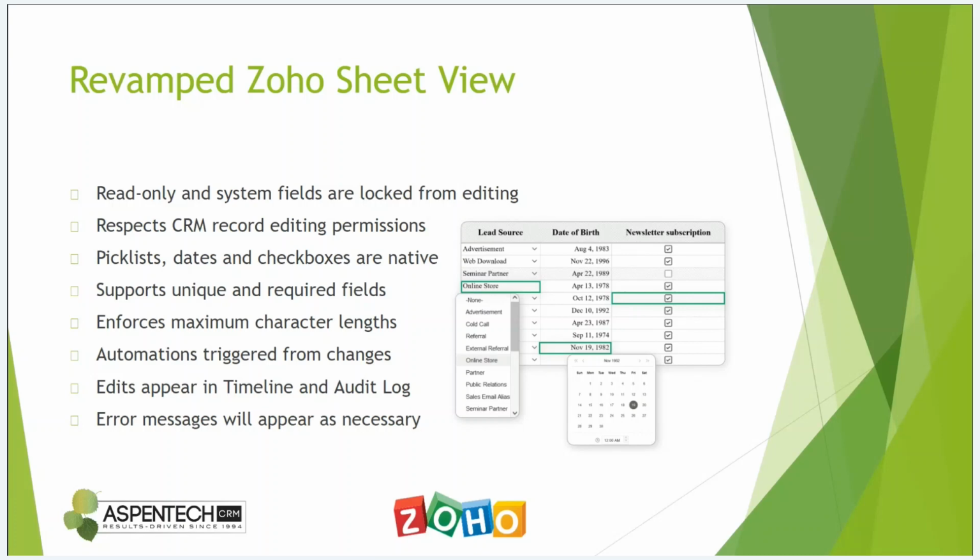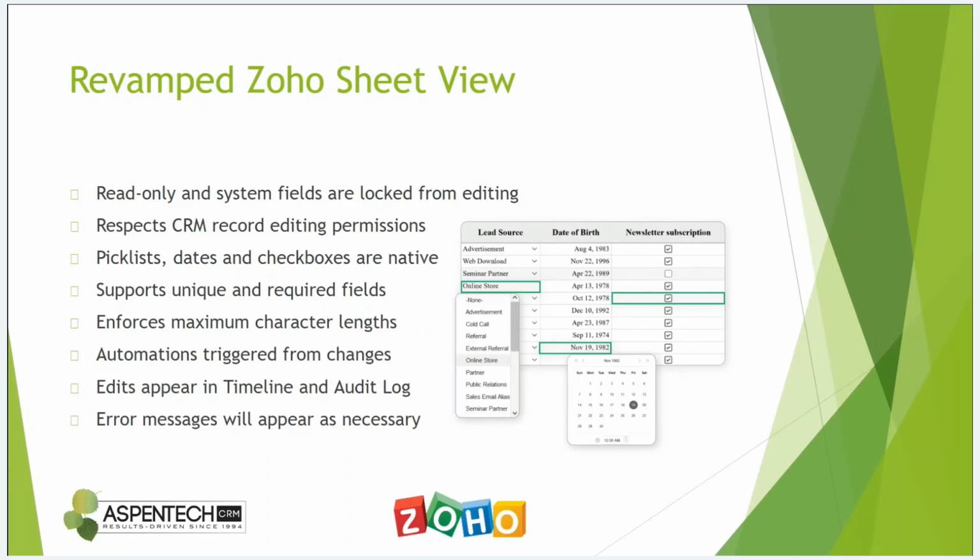Any read-only or system fields that exist within Zoho Sheet View are now protected and locked from editing. It respects any CRM record editing permissions that you have. So if a record is read-only to you in CRM, then that record is going to be read-only to you in Sheet View as well. Pick lists, dates, and checkboxes, you can see those in the image included there, now appear as native field types within Sheet View. So you can't choose the wrong value or input the wrong format. It enforces that type of thing.